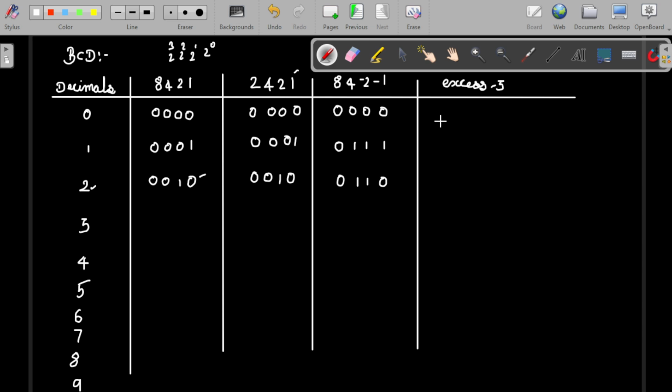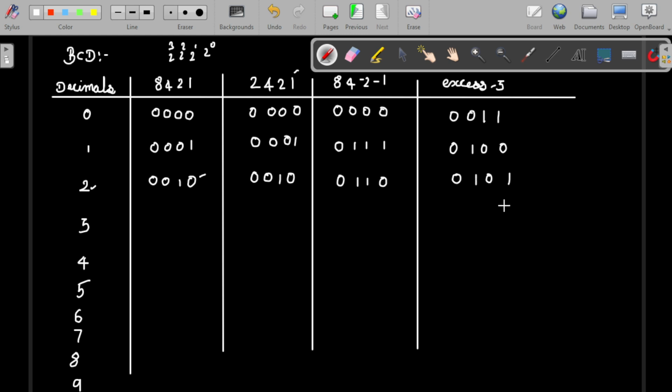So Excess-3 is nothing but, in the normal system, we have to add 3 to all the existing numbers. So if we add 3 here, then what will be the number? Just 3. So 3's binary is 0 0 1 1. So 0 plus 3 is 3, and 3 in binary is 0 0 1 1. 1 plus 3 is 4, and 4's binary is 1 0 0. Then 2 plus 3 is 5, and 5's binary equivalent is 1 0 1.